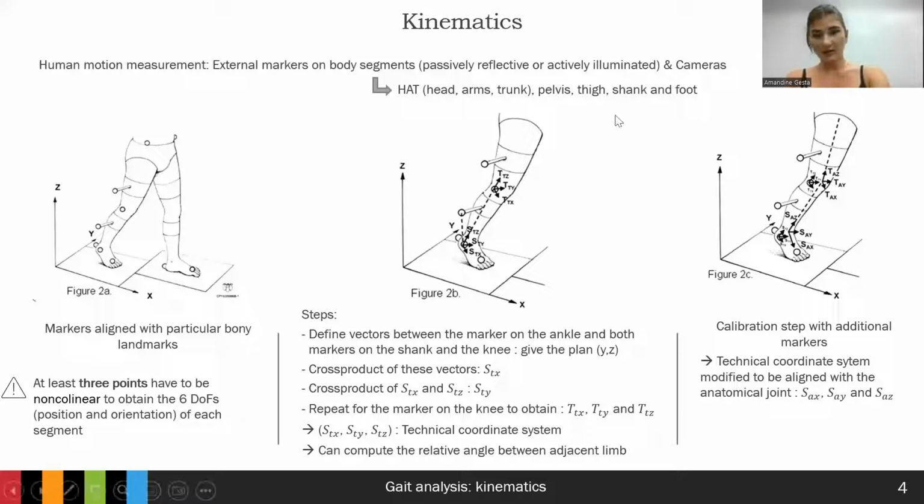And for instance, they add a marker on the toes and another one at the back of the heel. And thanks to that, you can translate the technical coordinate system that you obtained previously to the anatomical joint, which is the SAX, SAY, and SAZ.